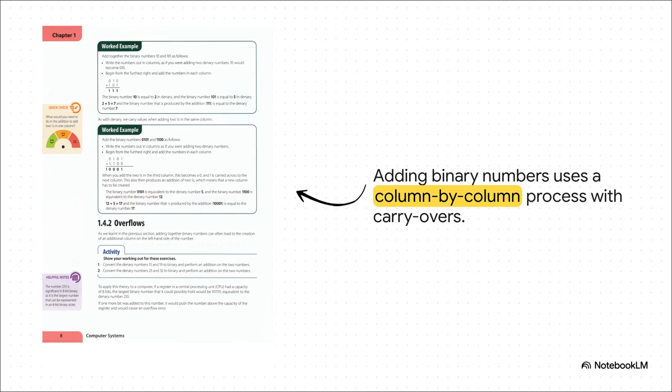And the result you get? 1100, which is exactly how a computer writes the number 12. Every complex calculation your computer does boils down to this, just happening millions of times a second.